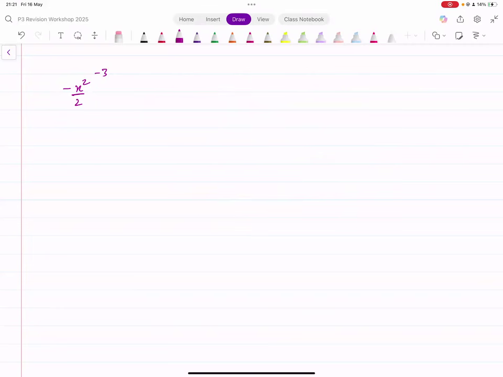Okay, it's a bit complicated, but let me explain this again. Let's say we've got (1 - x²/2)^(-3), and we want to find the set of values of x for which this expansion is valid. How would we do that? First of all, we ignore the negative sign. As I mentioned earlier, that would not make any difference. We say x²/2 is between -1 and +1.